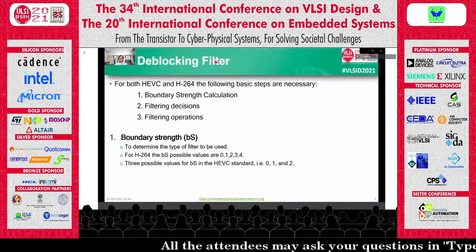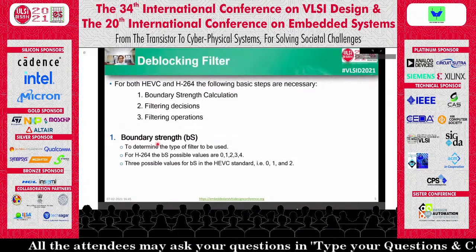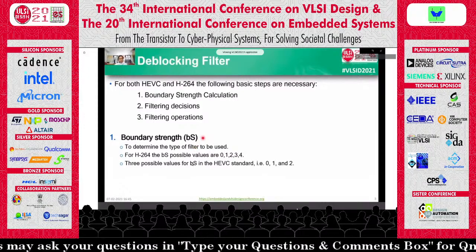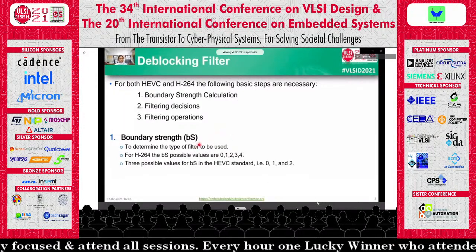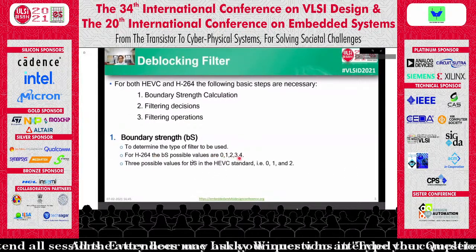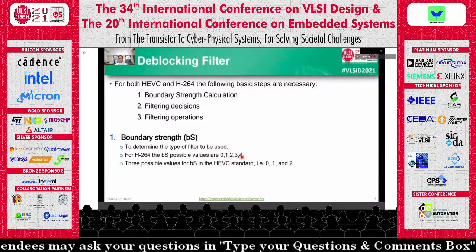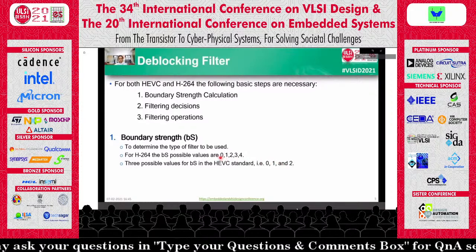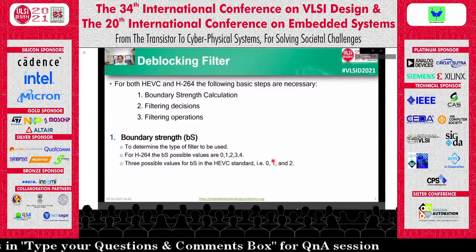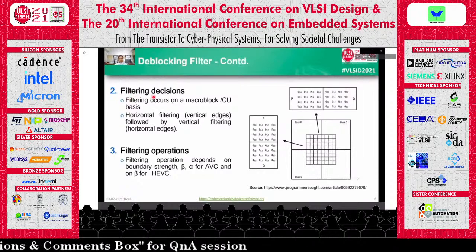Moving on to the deblocking filter, which is our main focus area, it has some basic steps. The first is the boundary strength calculation, which is mainly used to determine what type of filter needs to be used during the entire filtering operation. In case of AVC, it has 5 possible values, 0 to 4. In case of HEVC, it has 3 possible values, 0 to 2. Here 4 and 2 indicate strong filtering, 0 indicates no filtering, and the intermediate values in the corresponding standard indicate weak filtering.